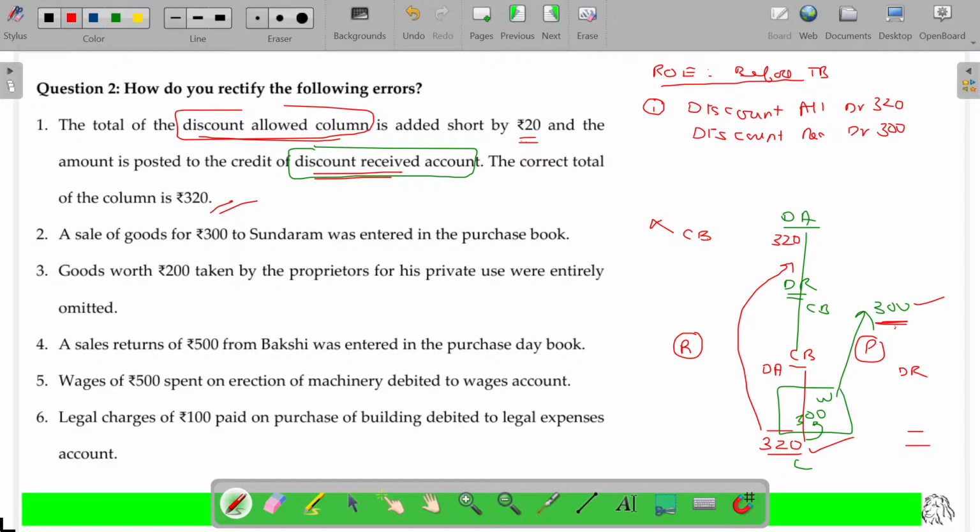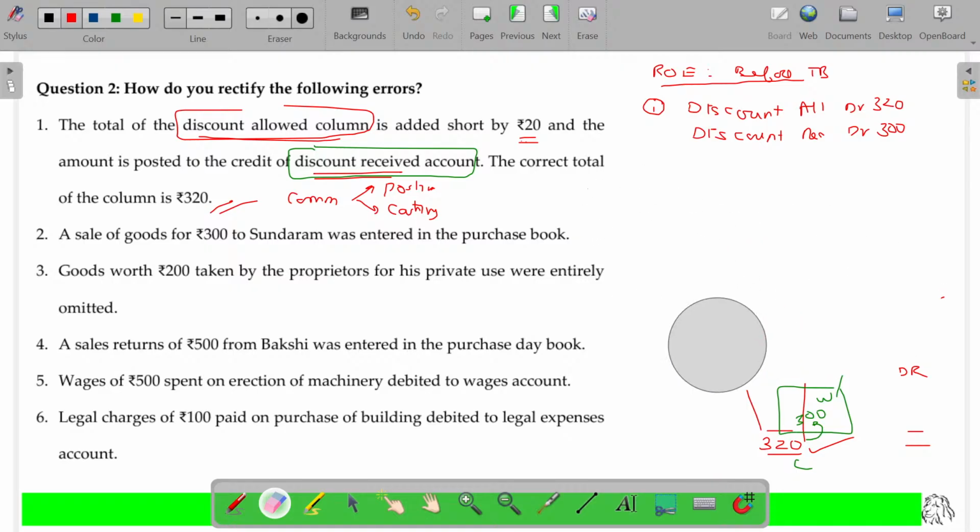Undercasting, wrong posting, both happen. So this is error of commission. This is called error of commission. Under error of commission, we have posting error, as well as casting error. All the things put together, here it happened. The total being 320, wrongly totalled as 300 under casting. And posting should be in the discount allowed, was posted wrongly in the discount received in the wrong side. Right? So, these are the two errors happened. Clear?